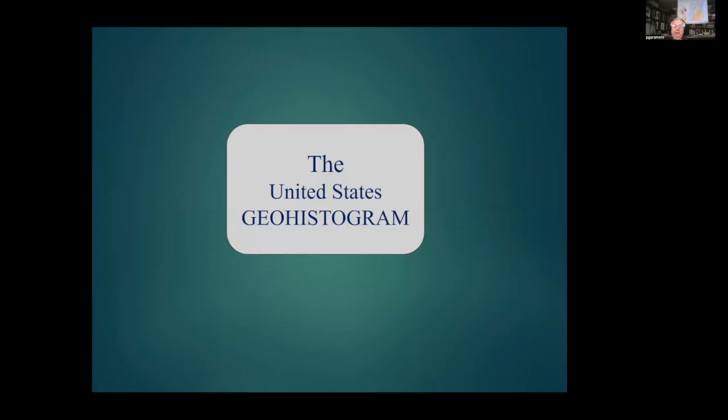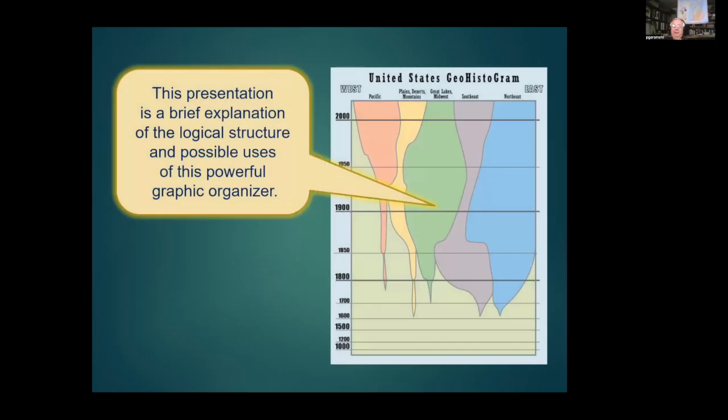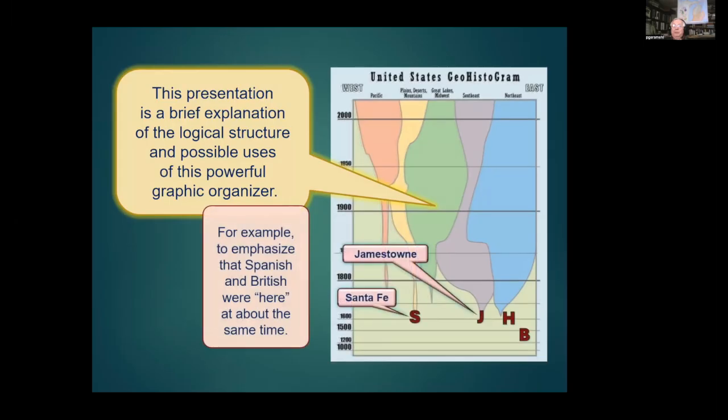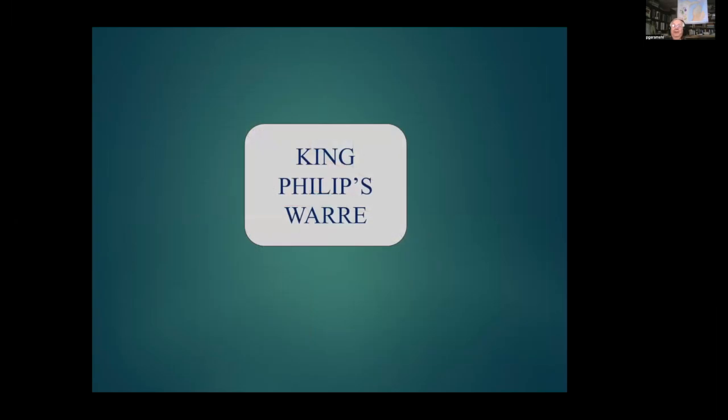The U.S. Geohistogram is a powerful graphical organizer that you could introduce just about anywhere in the class. I'm putting it here because one of the uses for it is to emphasize that Spanish and British were here at about the same time, and they actually came a little bit after the Dutch people came into the New York Hudson River Valley. But this particular graphic organizer and this presentation will give you about a dozen different mini activities that you could do with it. And I'll give you a chance to take a look at it later on if you want.